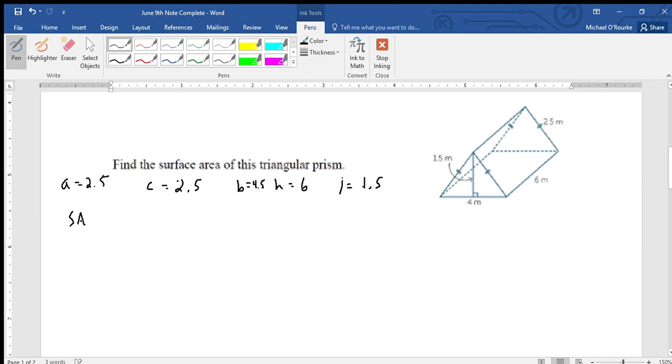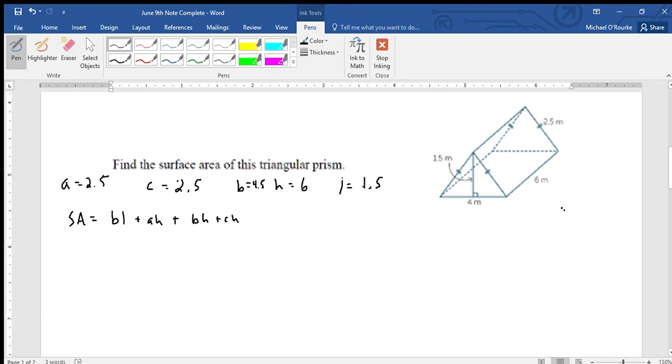So if I look at my formula sheet, my formula is BL plus AH plus BH plus CH. And what's actually happening here is we're unfolding this. And the BL stands for the triangles. We're finding the surface area of the triangles.